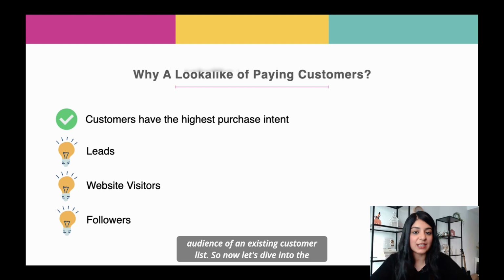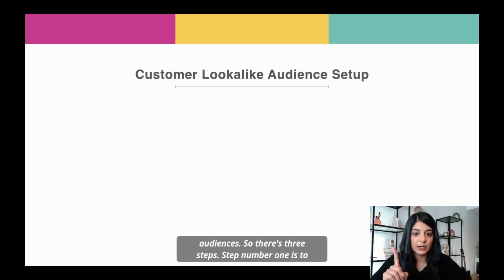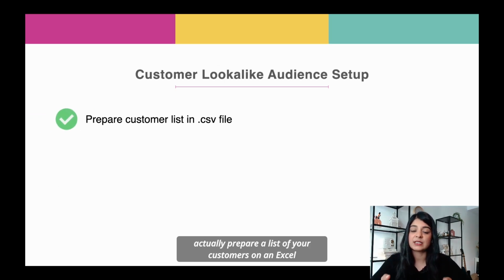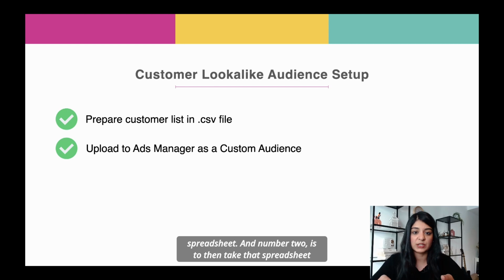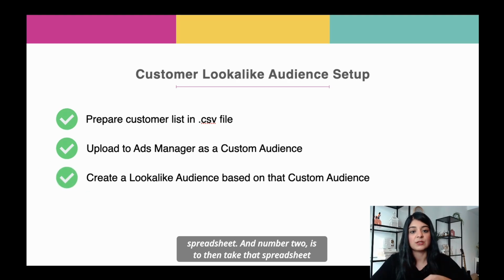So now let's dive into the fun techie stuff, which is how to actually create this lookalike audience. There are 3 steps. Step number 1 is to prepare a list of your customers on an Excel spreadsheet. Number 2 is to take that spreadsheet and upload it as a custom audience in Facebook Ads Manager. And once it exists as a custom audience, you will then make a lookalike audience of that custom audience. If that sounds overwhelming, don't worry, it really isn't.